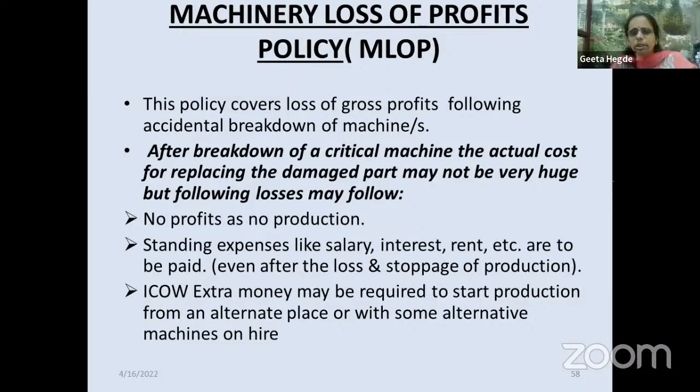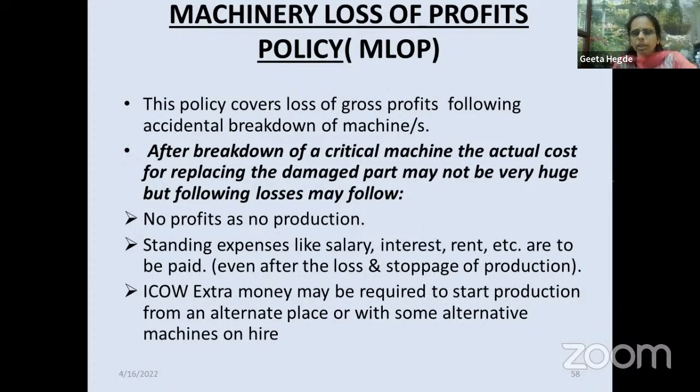Now this policy, MLOP, is similar to FLOP. The rating part is a little different. In fire FLOP, we apply the fire rate to the FLOP. But in MLOP, it is not like that. It is not the same rate that you are applying to the machinery. Various adverse features or favorable features have to be seen before deciding the rate for MLOP.